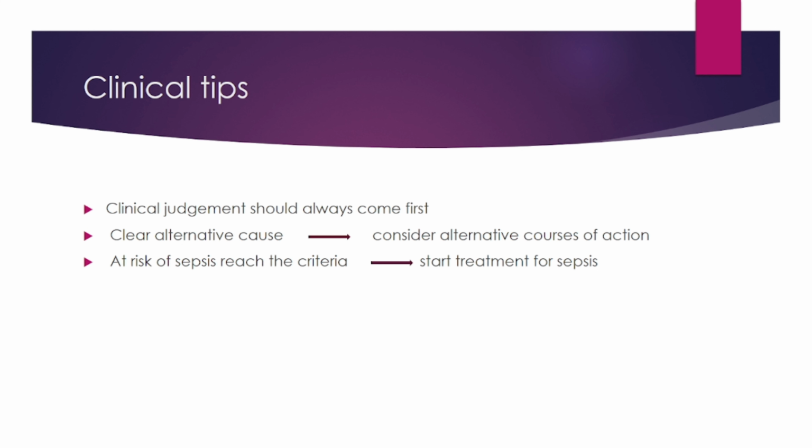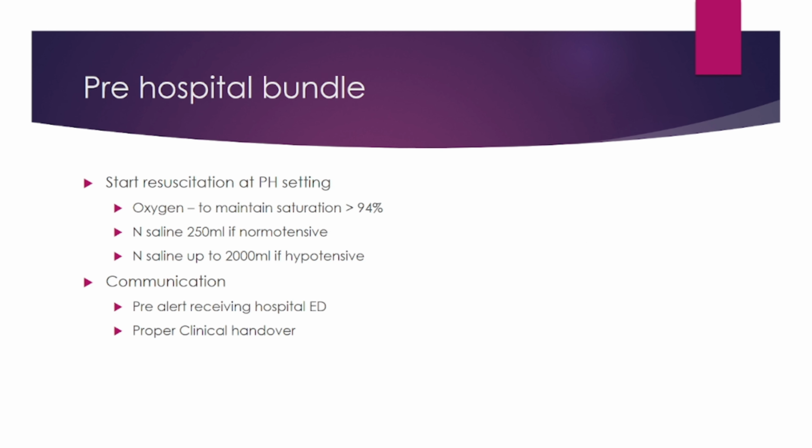This is not about the scoring, this is the clinical judgment. And if you have a clear alternative cause, consider an alternative course of action. A patient coming with fever and low blood pressure could be due to myocarditis. Patient coming with fever and low blood pressure, could it be due to an anaphylactic shock after taking an antibiotic, which we don't know? Likewise, if you have a clear-cut alternative pathway, consider an alternative course of action. But if the patient is at risk, don't hesitate to start treatment for sepsis.